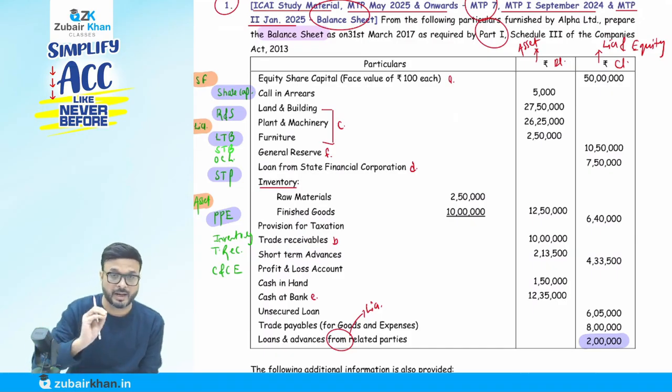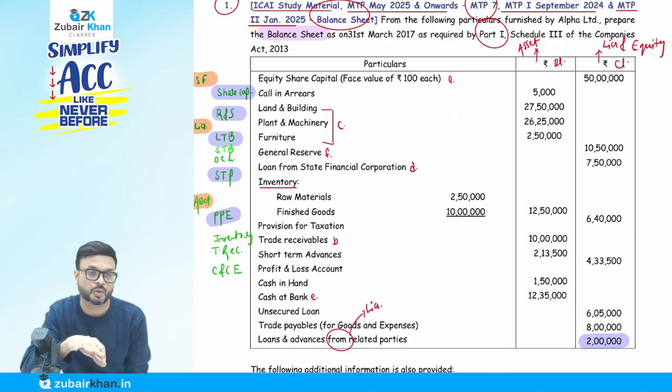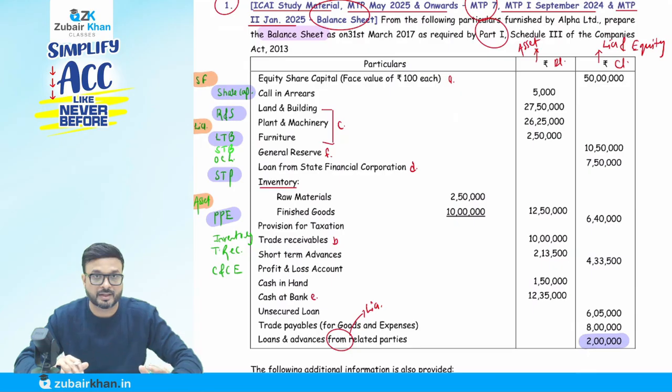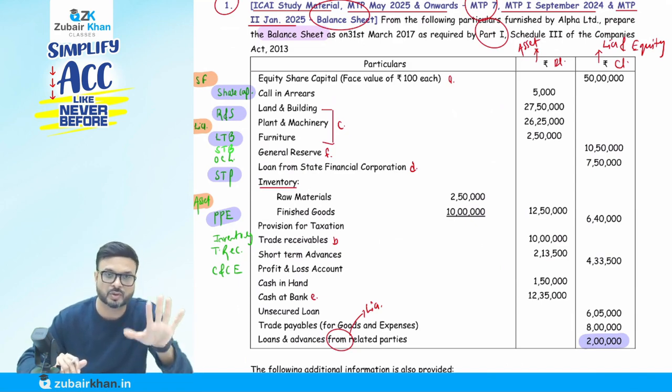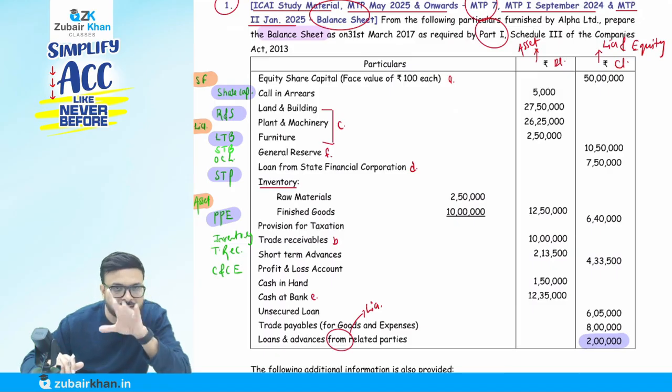But we have to judge how many notes to account we have to prepare. You should know the approach. So the first 5 are fixed that year: share capital, reserve and surplus, long-term borrowing, short-term provision, PPE. Fixed 5. Then you have to go to the additional information, and on the basis of that, we decide which notes to account we have to prepare. And we have to go through the trial balance as well.